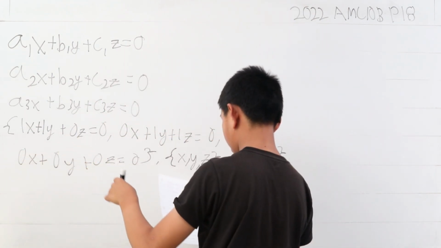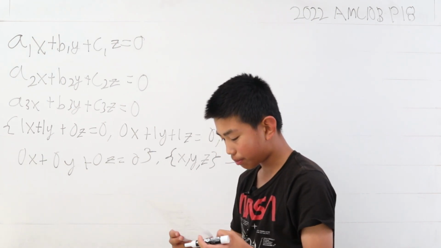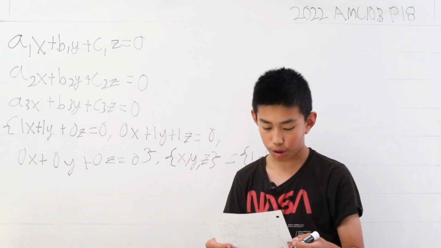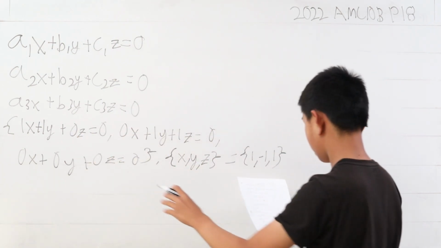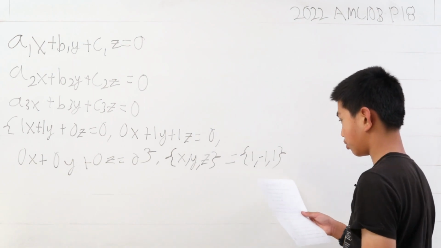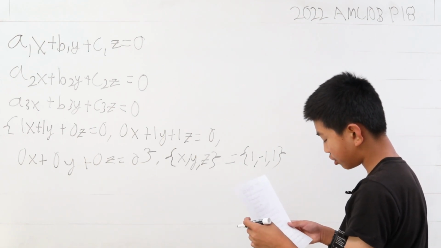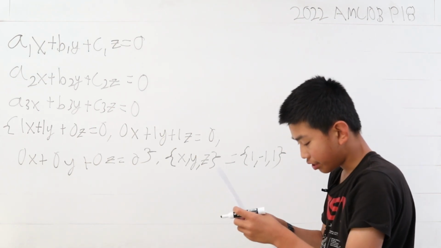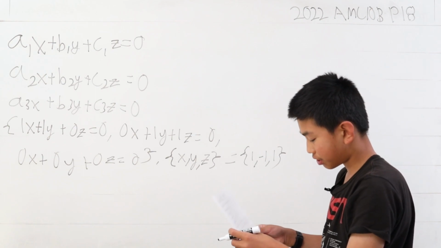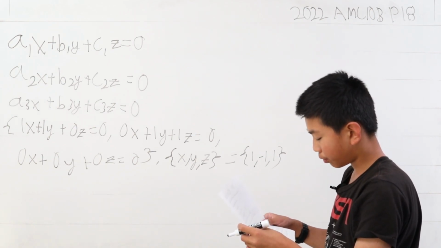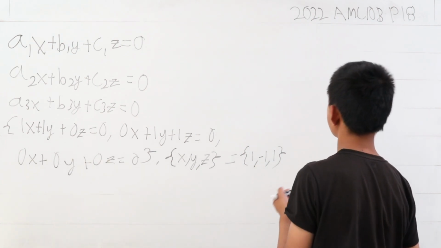Now, each of the coefficients is either 0 or 1, and the system has a solution other than x equals y equals z equals 0. For example, one such system has the non-zero solution of 1, negative 1, and 1 for x, y, z. How many such systems of equations are there? The equations in a system need not be distinct, and two systems containing the same equations in a different order are considered different. For this problem, we're going to use matrices.